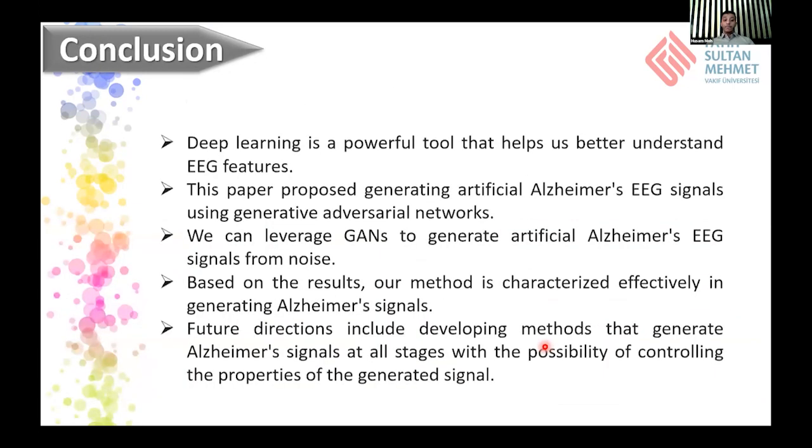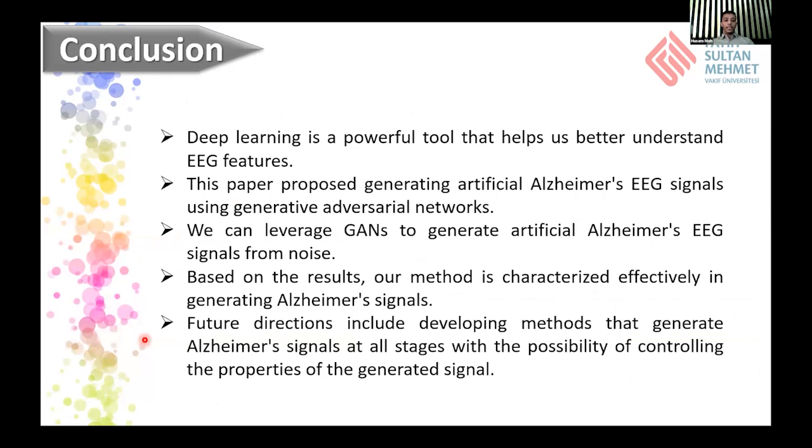We can conclude that deep learning is a powerful tool that helps us better understand EEG features. This paper proposed generating artificial Alzheimer's EEG signals using a generative adversarial network. We can leverage GAN to generate artificial Alzheimer's EEG signals from noise. Based on the results, our method is effective in generating Alzheimer's signals. Our future directions include developing methods that generate Alzheimer's signals at all stages, with the possibility of controlling the properties of the generated signals.